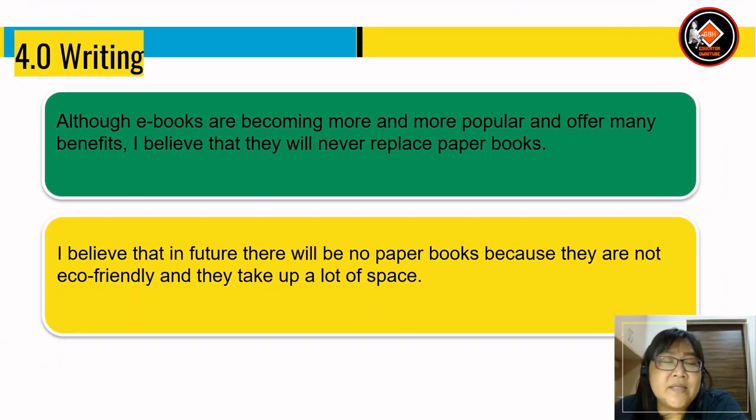Look at these 2 sentences. The one in green: although e-books are becoming more and more popular and offer many benefits, I believe that they will never replace paper books. And let's look at the one in yellow: I believe that in future there will be no paper books because they are not eco-friendly and they take up a lot of space.